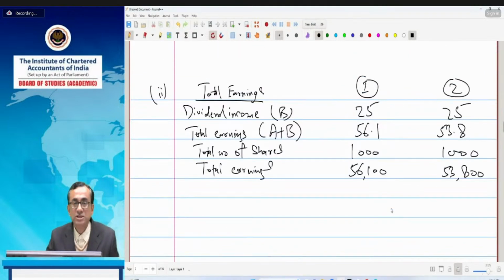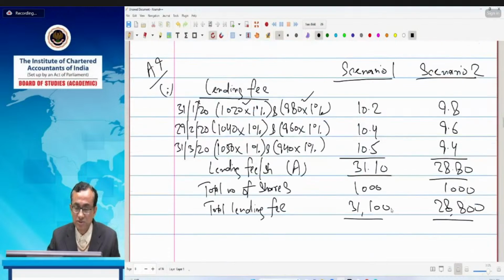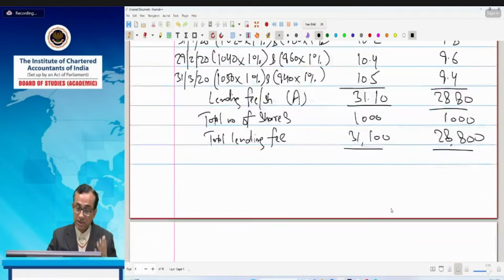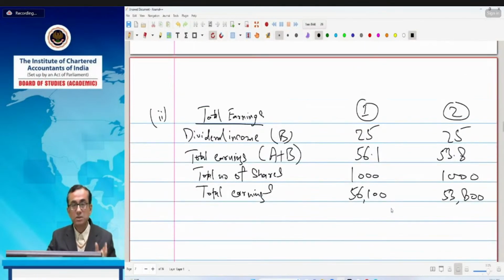I hope up to this it is clear to you that in the first situation we calculated the lending fee which A will get from XYZ, because A is lending to XYZ. So XYZ will pay the lending fee. The lending fee will be the income of A. In the second situation, we have calculated the total earning, that is not only the lending fee but also the dividend income which A is receiving.